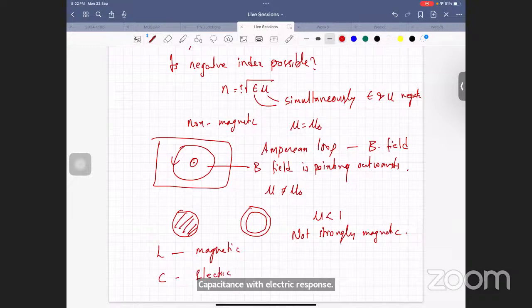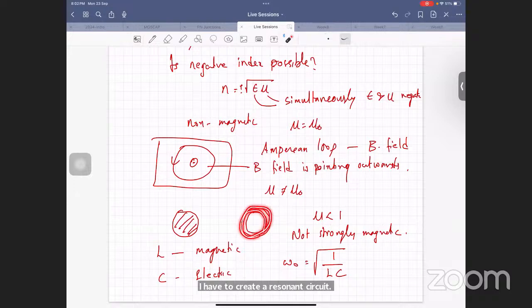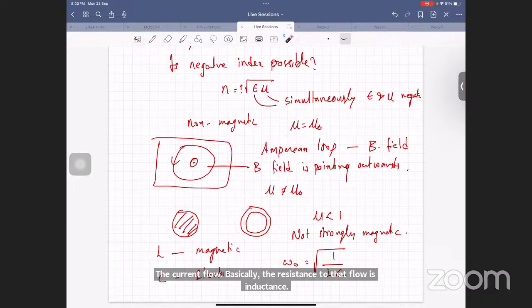Now we know that if you have an L and C combination, we have a resonant frequency which is 1 over root LC. Now the challenge is I have to create a resonant LC circuit. This has no capacitance. It has only a mu L inductance. The resistance to current flow is the inductance. You have a current loop and that is the inductance. You have to also create a capacitance.